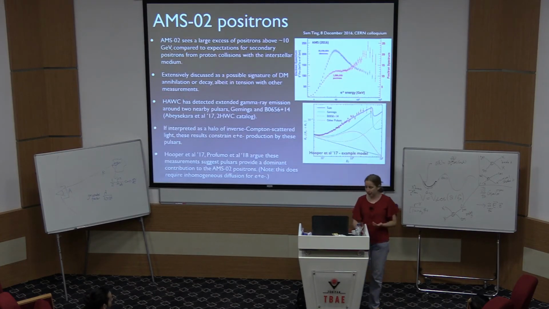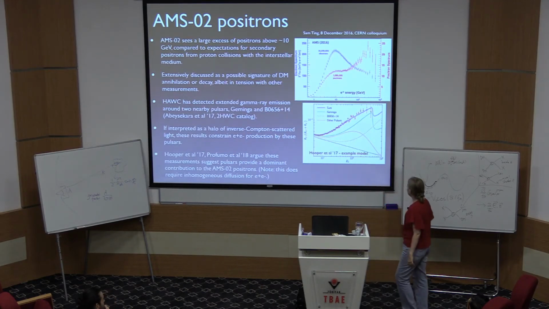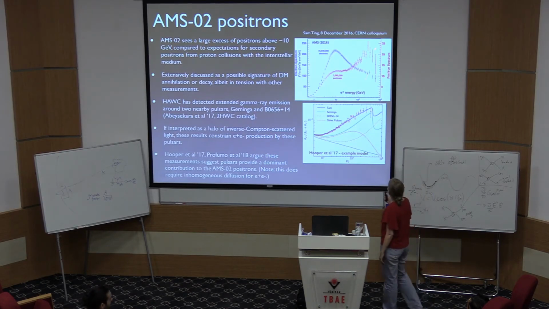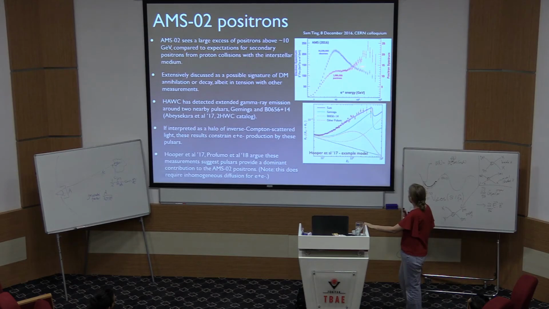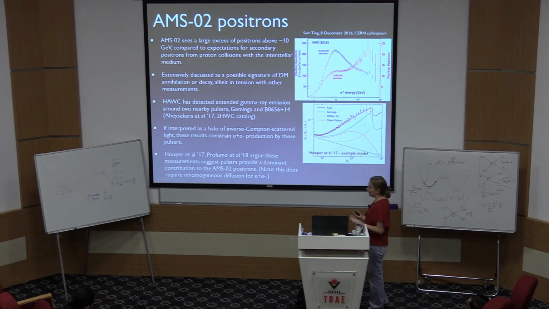There's also, I'd mentioned the AMS-02 antiprotons earlier. AMS-02 also sees a pretty large flux of high energy positrons. This is not really expected from secondary production. We expect positrons to come from protons hitting the gas and making positrons. So we would expect those positrons to typically be lower energy. So this seems to indicate that there's some primary source of positrons that don't come from protons hitting the gas.